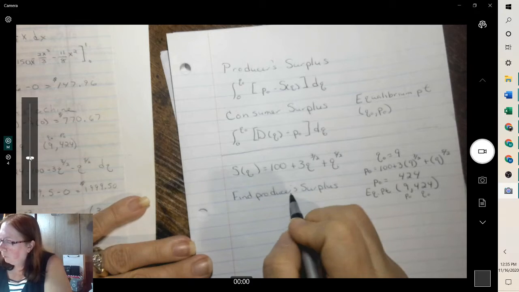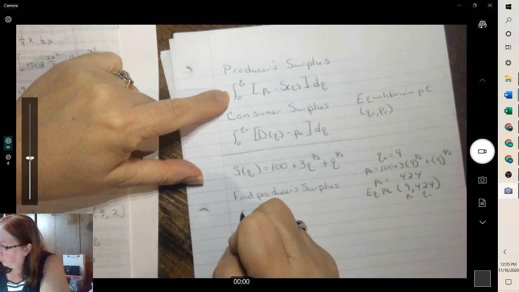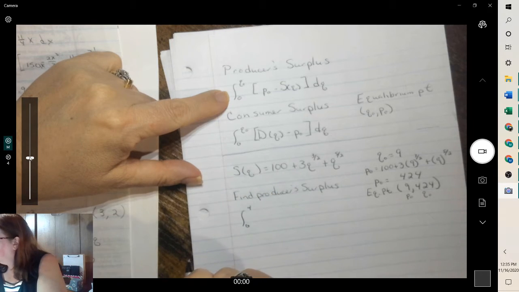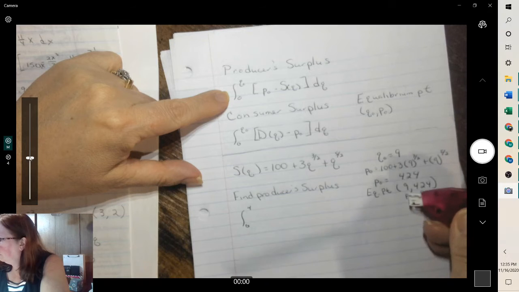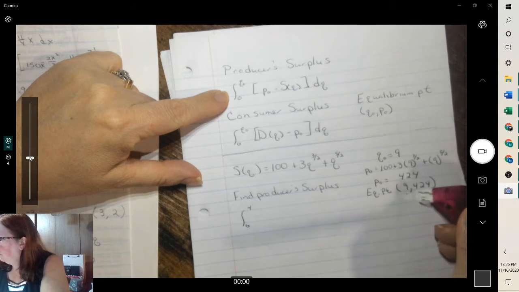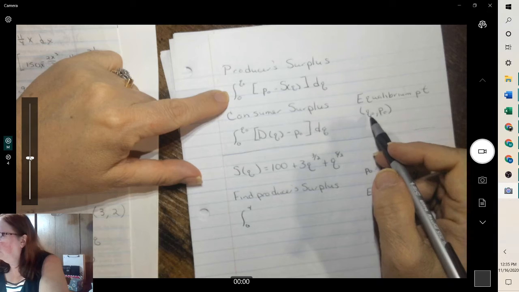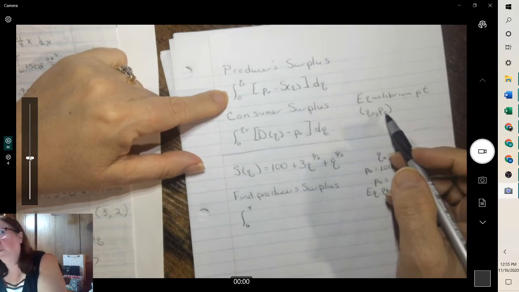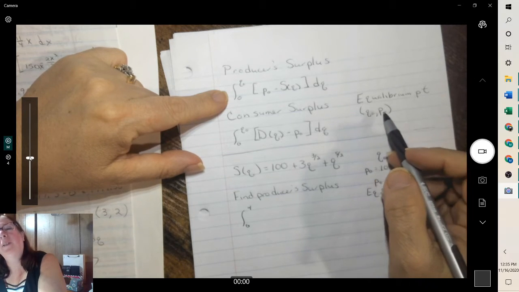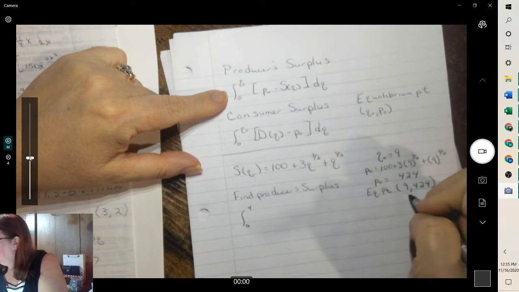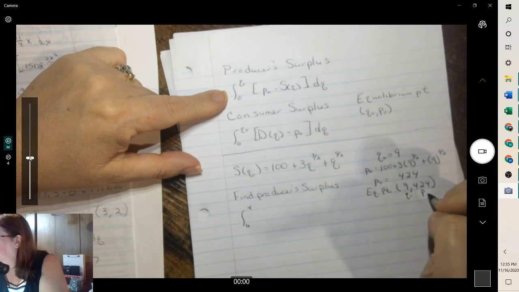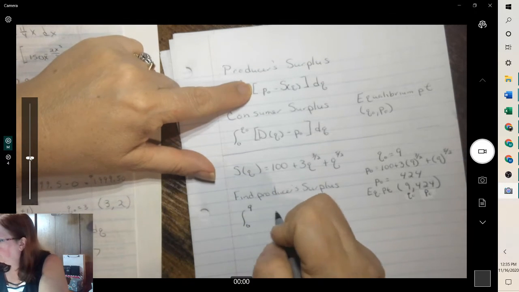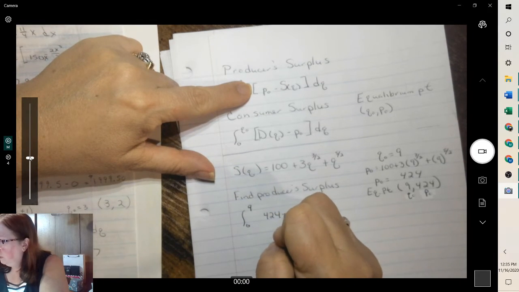So to find the producer's surplus, which is this one, we go from 0 to 9. Be careful. This is the only time they're not in alphabetical order. X goes before Y, cosine goes before sine, but Q is before P. Quantity. So this is a 9. P sub 0, 424 minus S.